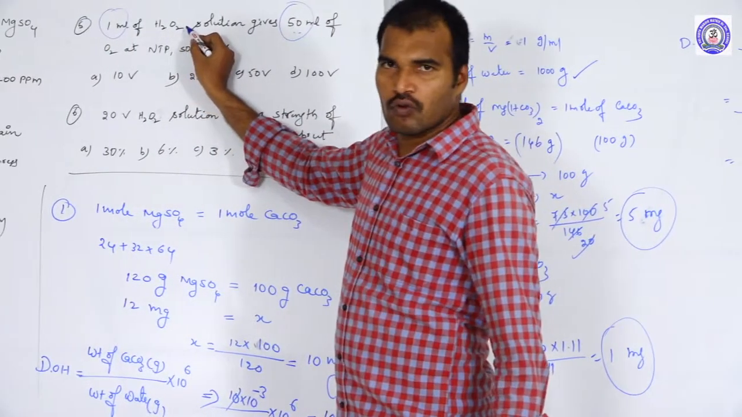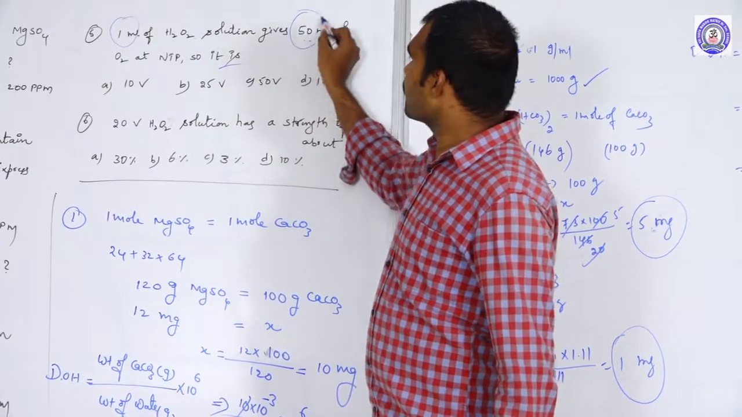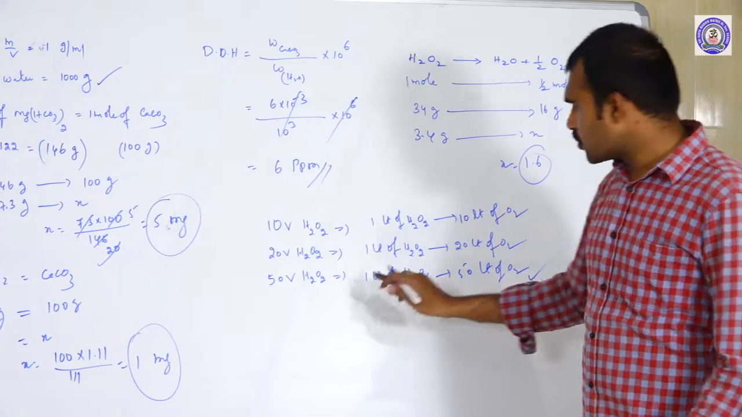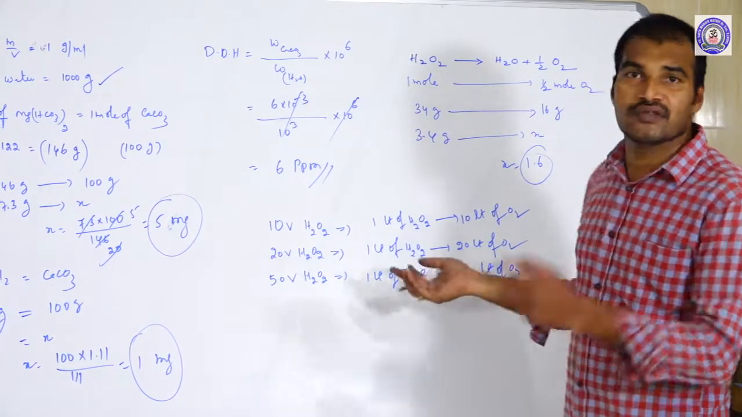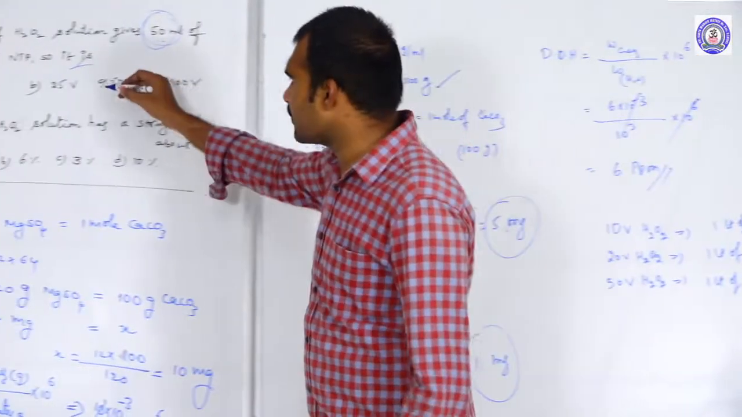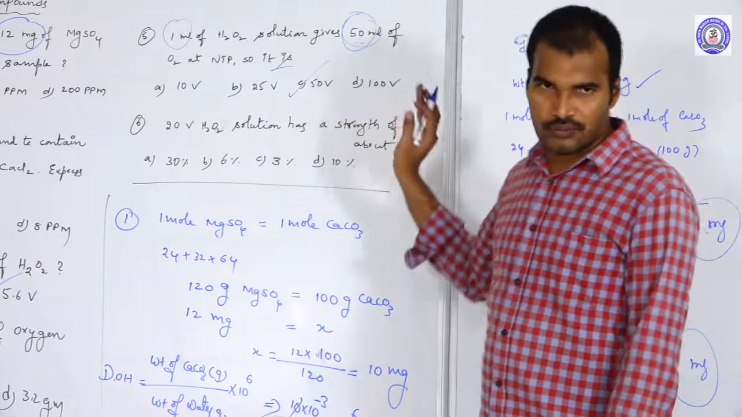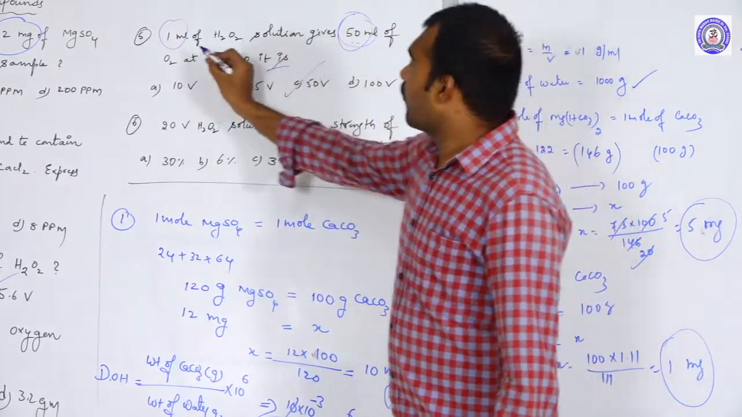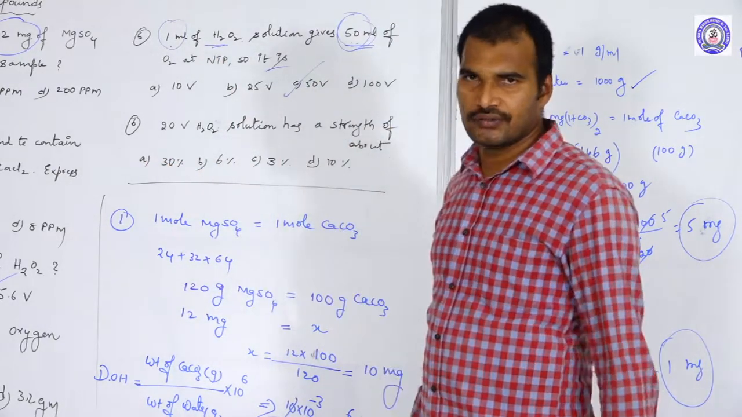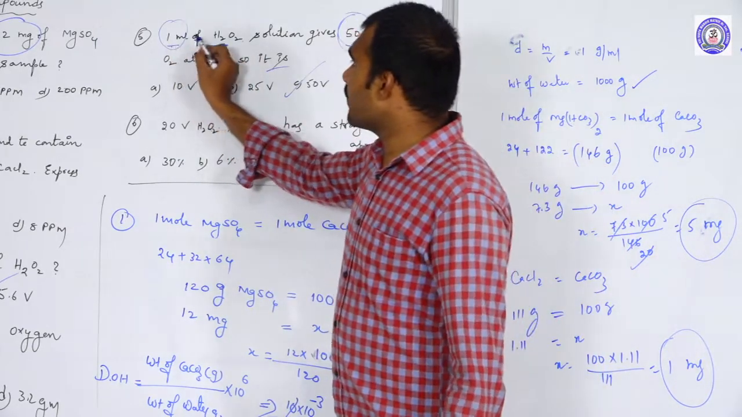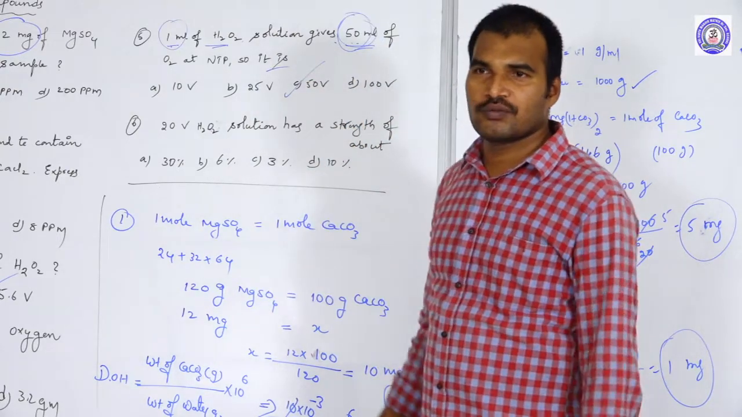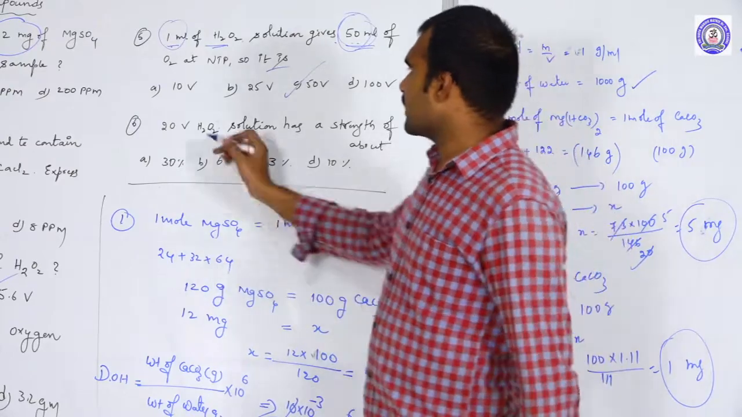So now read the question. 1 ml of H2O2 solution gives 50 ml. See here, 1 liter of H2O2 liberates 50 liters, so 1 ml H2O2 liberates 50 ml. That means what is the volume strength of this solution? 50 volume strength. If you understand that volume strength concept, then you feel very easy. So the option is the third option. Clear? Suppose it is 2 ml of H2O2 solution giving 50 ml, then 50 by 2, that is 25 volume strength. That is the meaning of that. Okay, next one, last question.